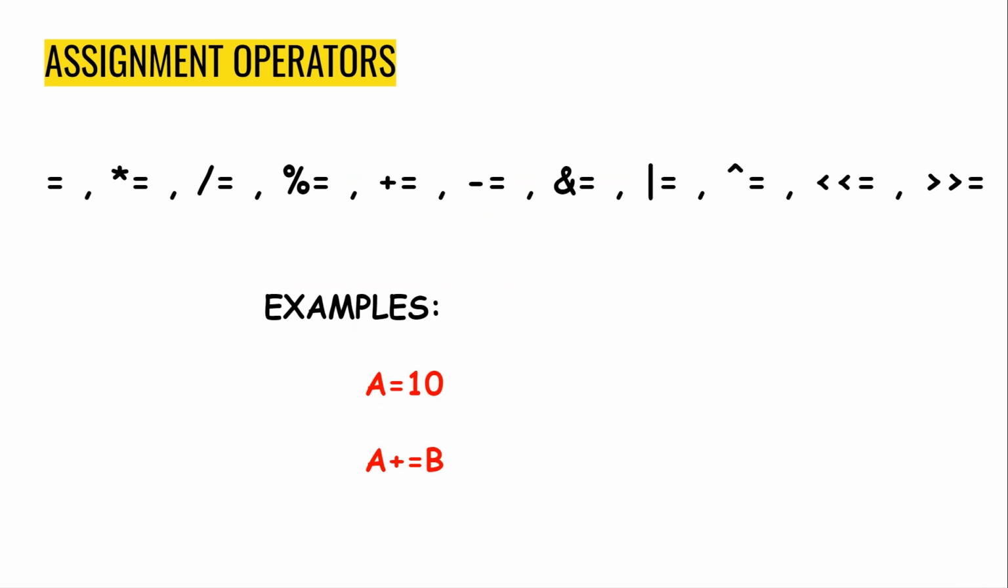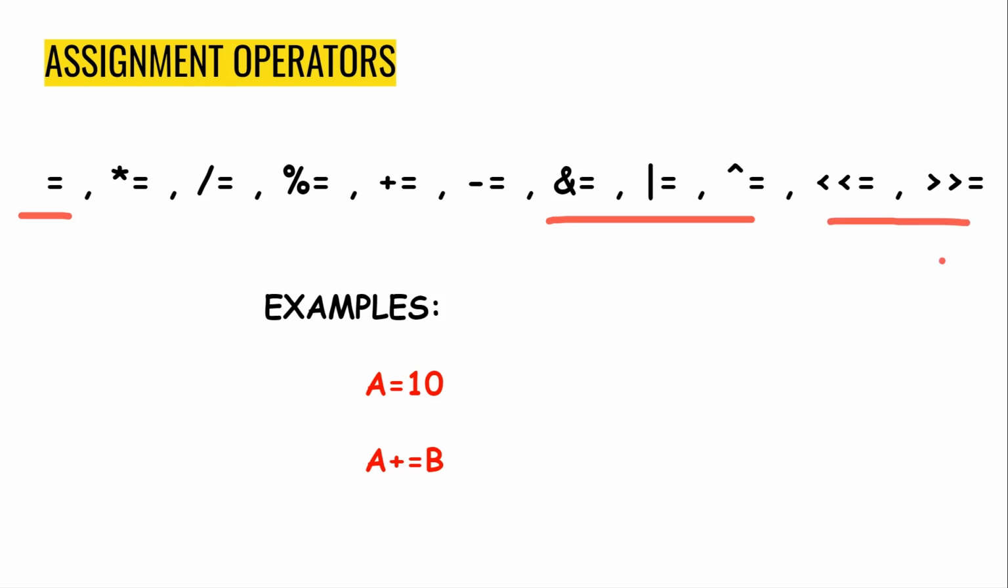Next is the assignment operator. A variable can be assigned a value by using an assignment operator. The assignment operator is indicated by a single equal to operator. All the arithmetic operators can be combined with this assignment operator, as well as bitwise AND, bitwise OR, bitwise XOR, and left shift and right shift operators.